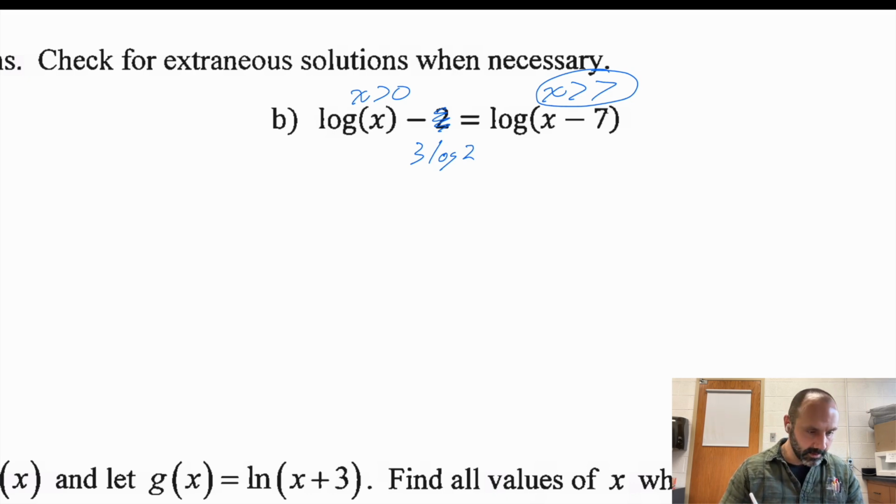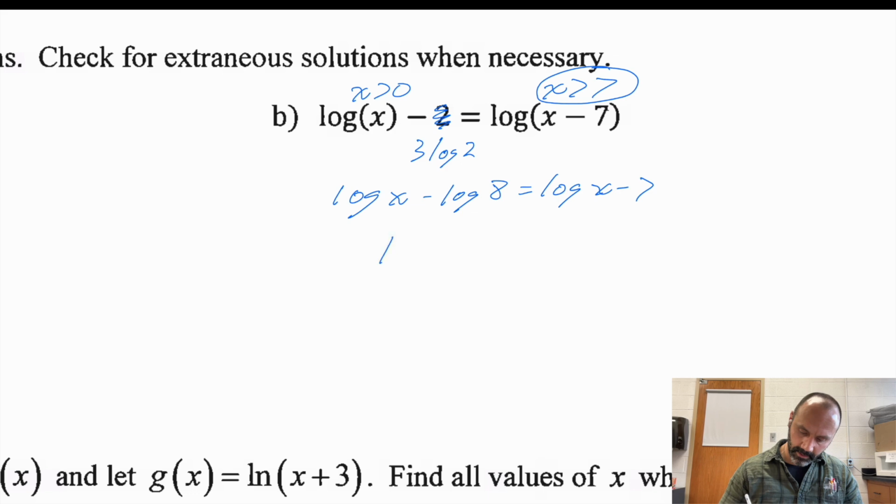So I'm going to combine these again. I'm going to do the same thing I had done before with the 3 and the 2. This is log x minus log of 8, right? 2 cubed is 8, equals log x minus 7. So very similar to what we did before, but let's see how it's different. So log of x over 8 equals log of x minus 7.